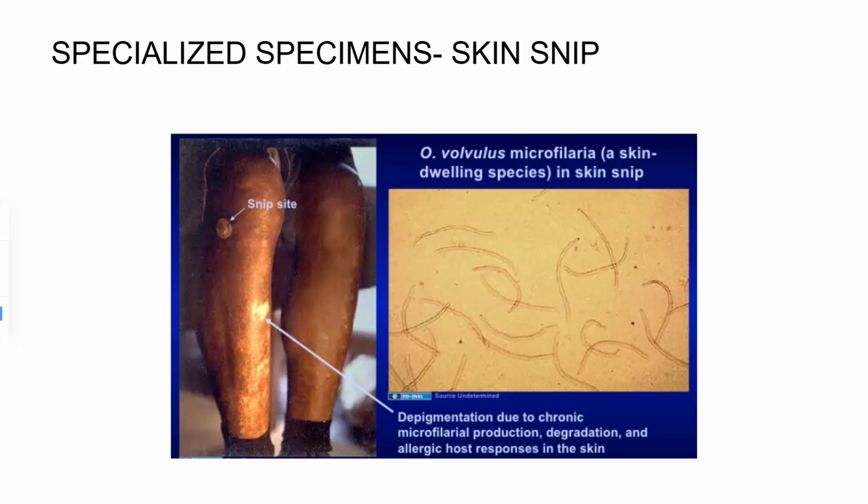Specialized specimens, skin snips. So with skin snips, sometimes parasites like the Onchocerca volvulus microfilaria. These are tiny little worms that can form in a raised bump inside of the skin. You can tell that they're there because you're going to have a lack of pigmentation in that area, and you can pull up part of the skin, cut a little chunk of the skin out, and look at it under the microscope and be able to see all of these little microfilaria to diagnose that as the causative agent.